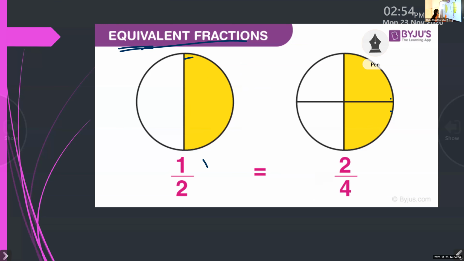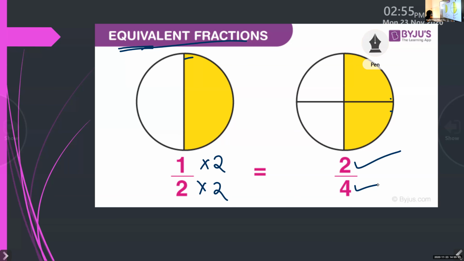Now Juvan, unmute and tell me, how can we make this 1 by 2 into 2 by 4? By multiplying by which number? 1 into which number is 2? Juvan, are you there? Yes, ma'am. Multiply by 2. So 1 into 2, you will get 2. 2 times 2, you will get 4.